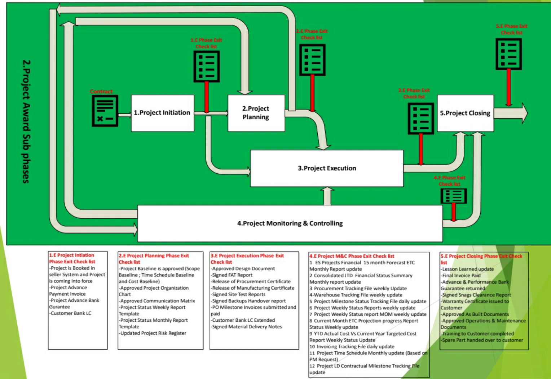After that, you will go to the project planning, where the phase exit from the project planning, sure, is the project baselines, which is the scope baseline, what are the activities you are going to do in this project, what is your bill of material, the baseline time schedule, the agreed time you will be completing the project with the activities dependencies, and the cost baseline, how you are going to plan your cost on this project and how you will plan the revenue recognition, approved project organization chart, approved communication metrics.